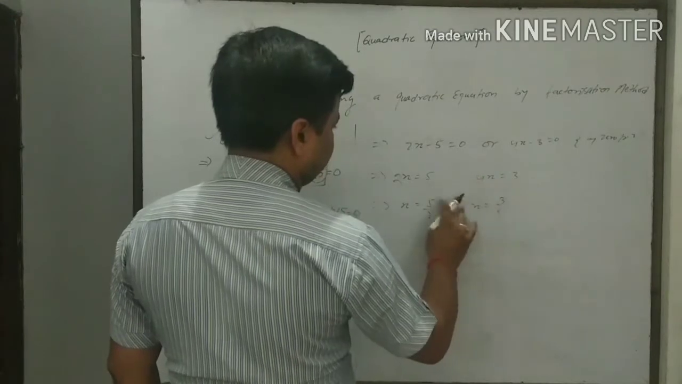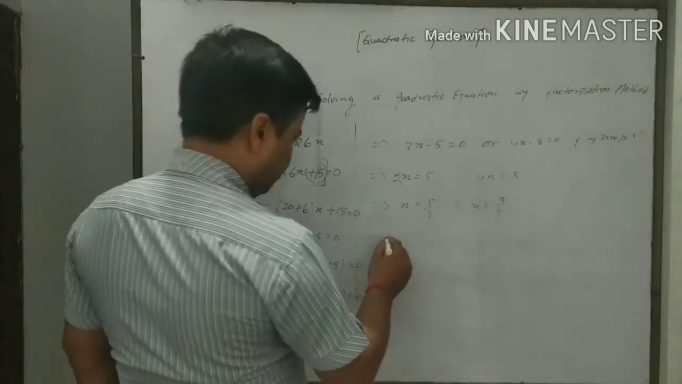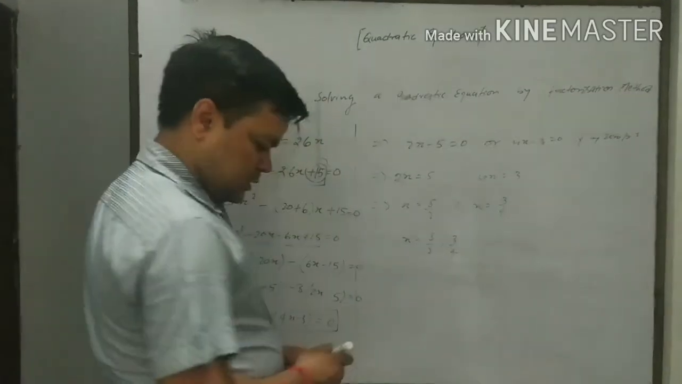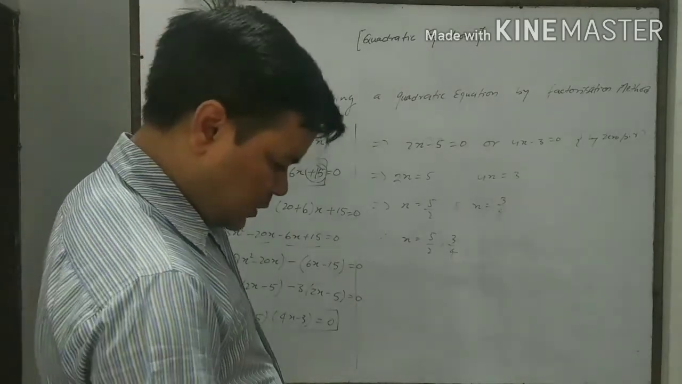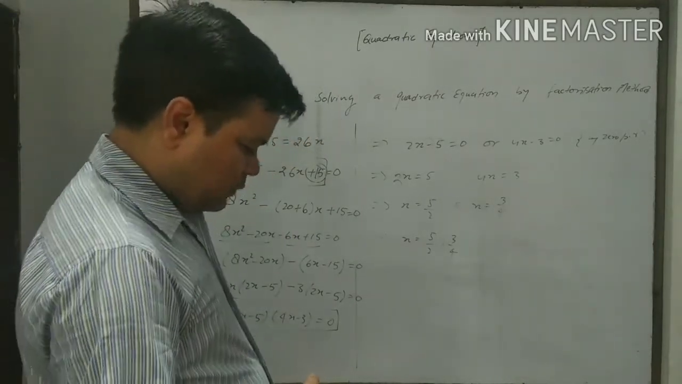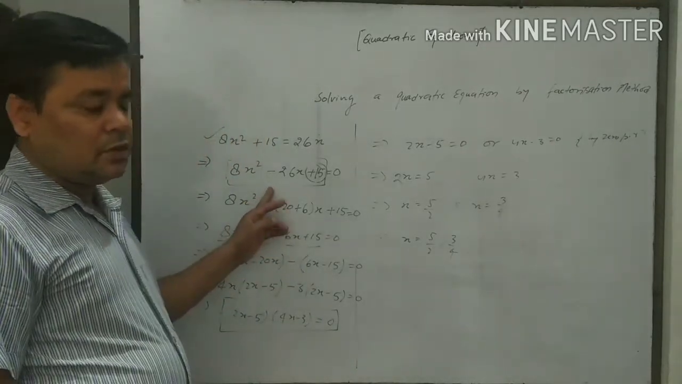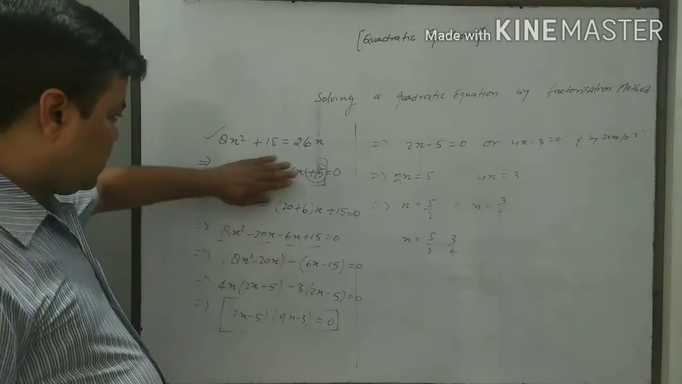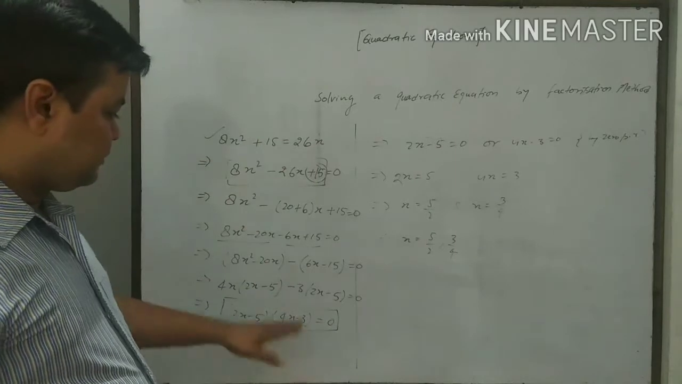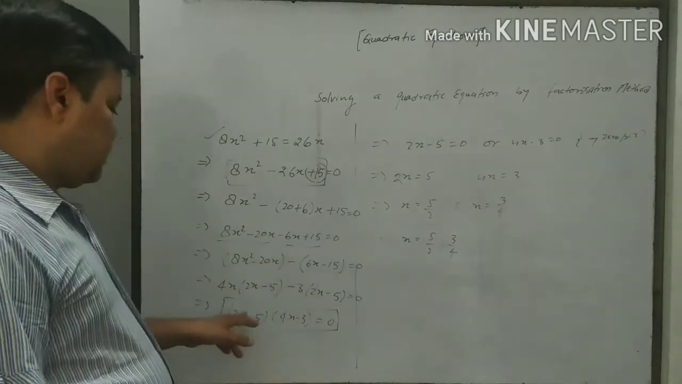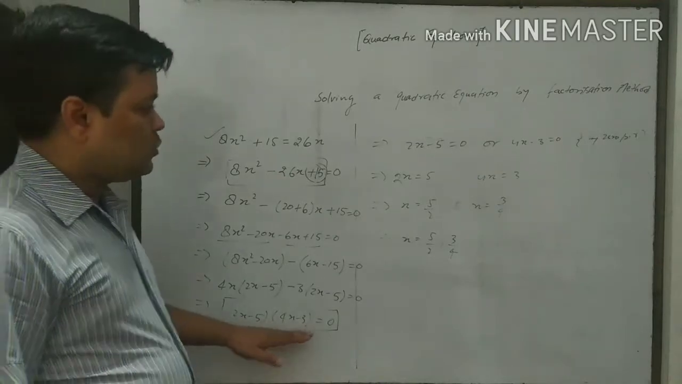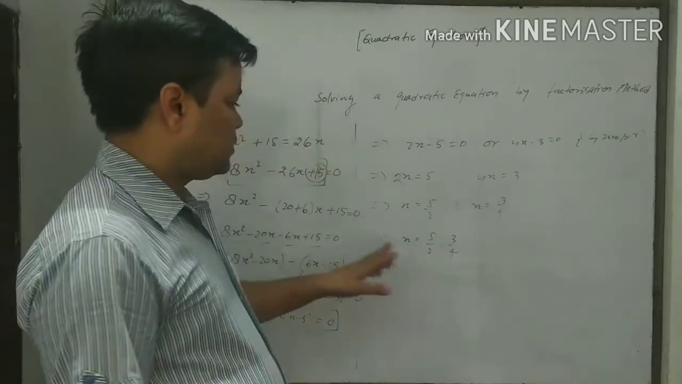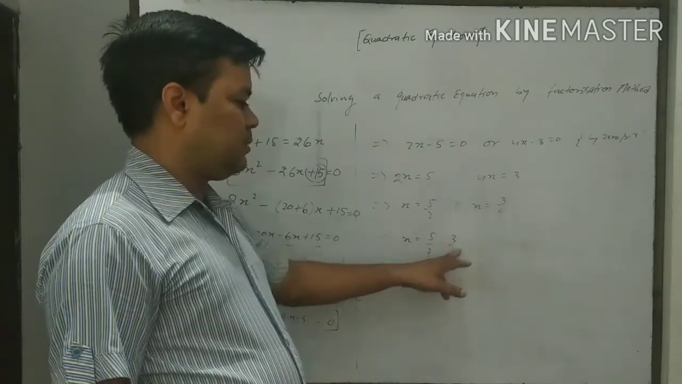Therefore, x is equal to 5 by 2 and 3 by 4 is the solution of the given quadratic equation. So first of all, what is the condition for solving the quadratic equation? The left hand side of the quadratic equation will be equal to the product of two linear equations. Now using zero product rule, we get two roots of this quadratic equation, x is equal to 5 by 2 and 3 by 4.